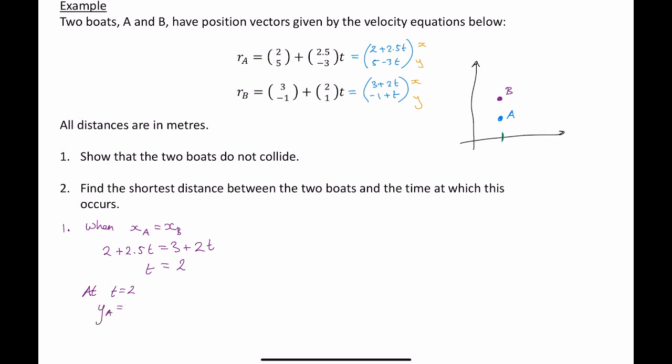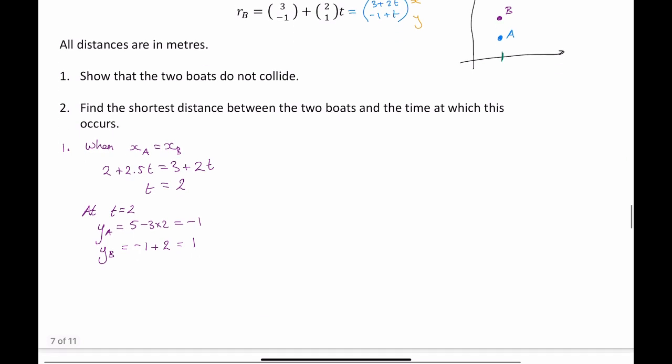The y coordinate of A, I've got the expression 5 minus 3t. That's this part up here. So 5 minus 3 times 2 gives me minus 1. And the y coordinate of B is equal to minus 1 plus t, so minus 1 plus 2, that gives me 1. Okay, so I can see at t equals 2, when the x coordinate of A is equal to the x coordinate of B, the y coordinate of A is not equal to the y coordinate of B, so the boats do not collide.